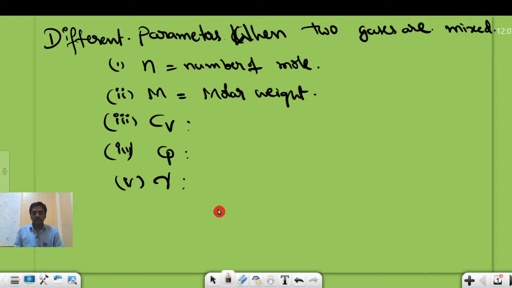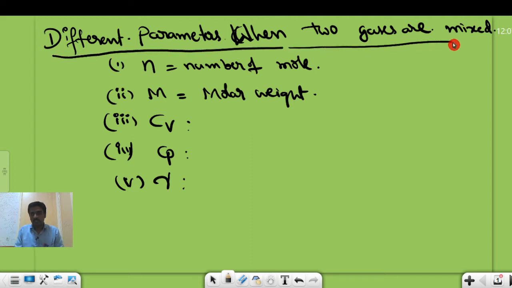In the last class we discussed Cp and Cv and different parameters, the adiabatic constant. These parameters we discussed in the last class. Today our goal is to find out the different parameters when two gases are mixed together.